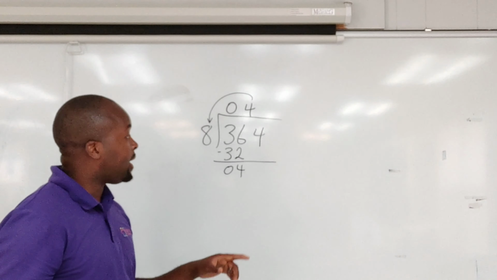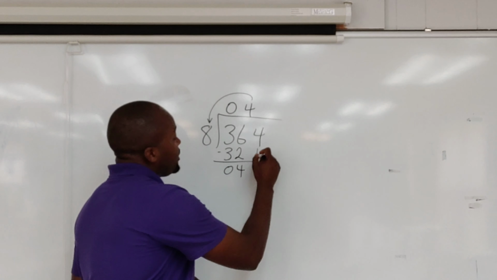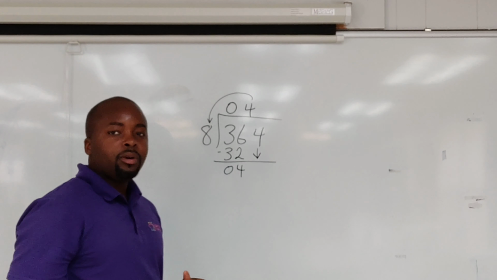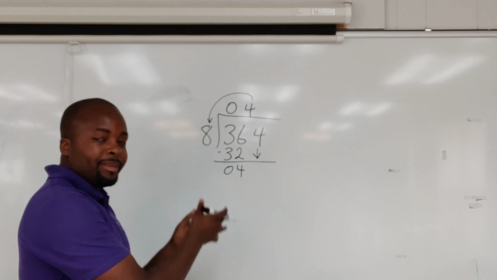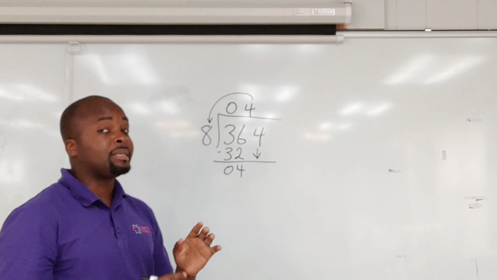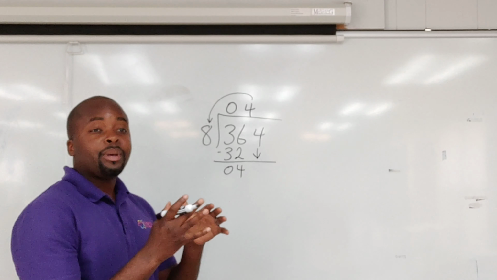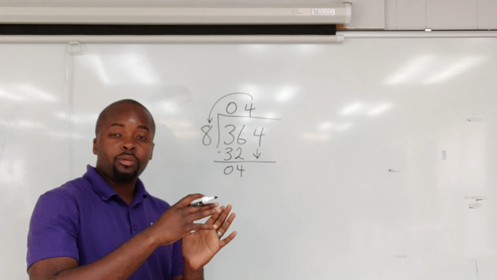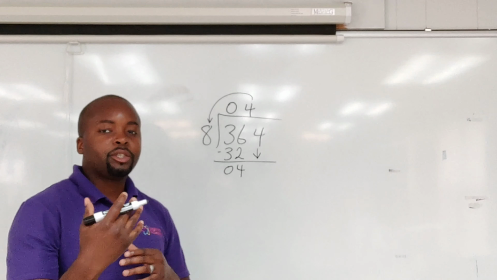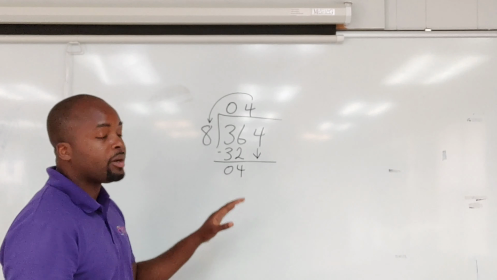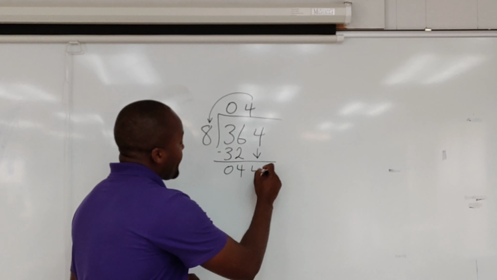Now I'm going to bring down. I'm going to bring down this 4. And if you notice, I draw an arrow to keep myself neat and organized, because sometimes what we have is people are disorganized and they start writing kind of diagonally and start messing up on their problem. And so you want to be careful with that.